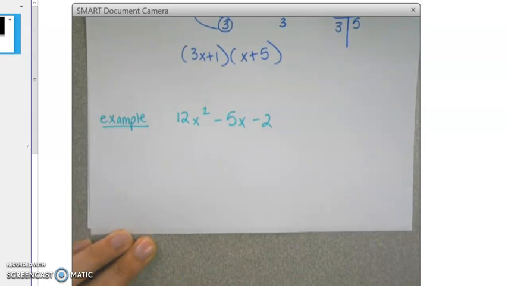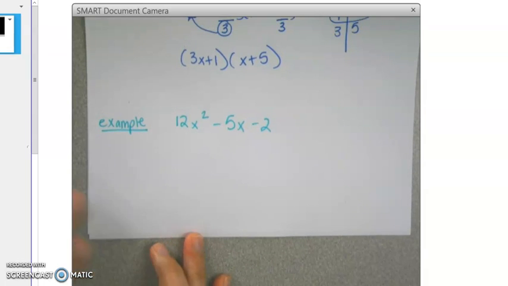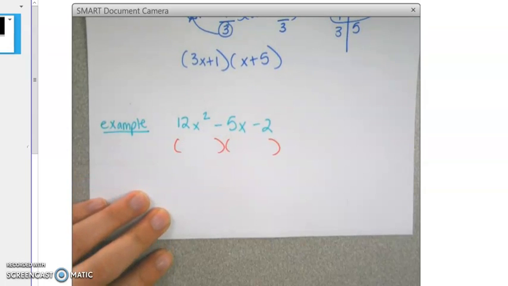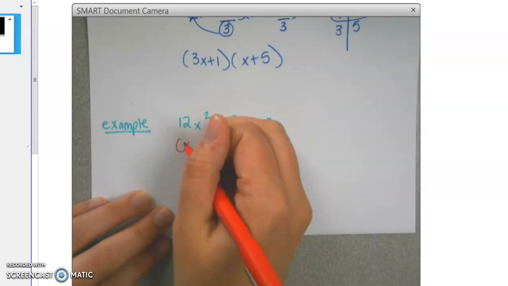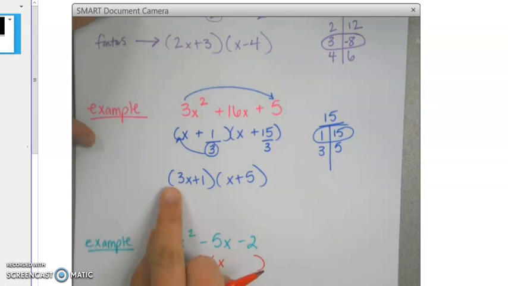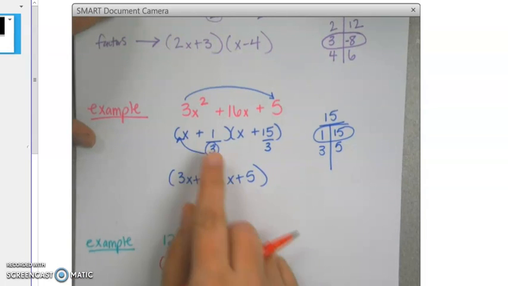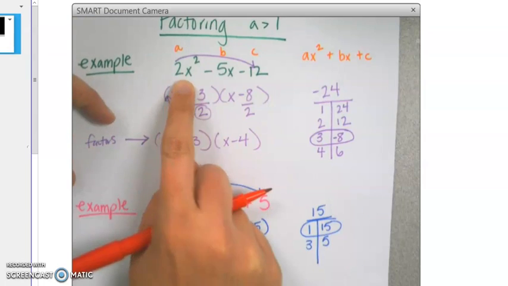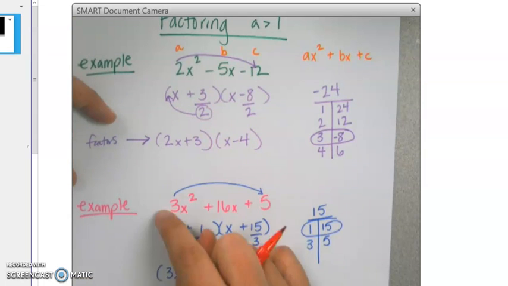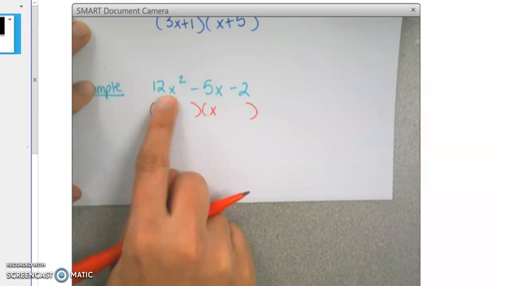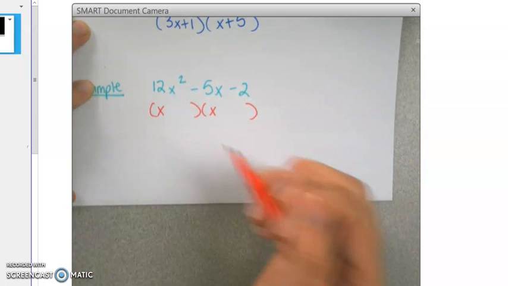So we have 12x squared minus 5x minus 2. Just like before, double parentheses. I'm going to put x and x in the front. Did you notice with our last examples that we started with x and x, but we ended up with what we needed in the front? 3x times x does make 3x squared. 2x times x does make 2x squared. Like I said, when you divide, it's going to fix that number up front like you need it to be. Same thing here. I know that x times x is not 12x squared, but once we divide the 12 out, it's going to fix itself.